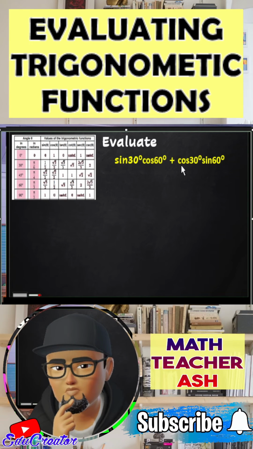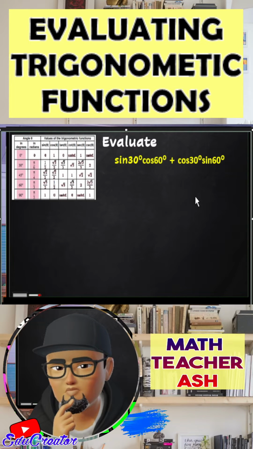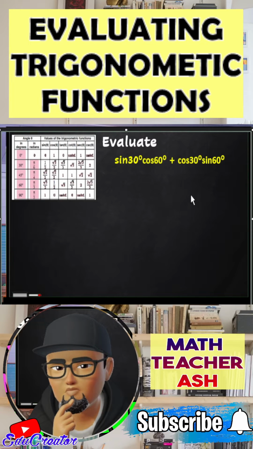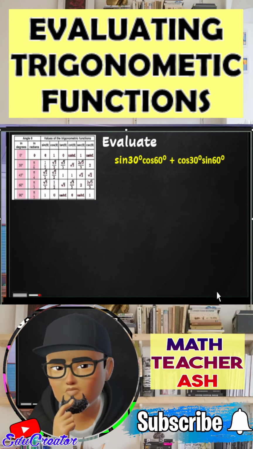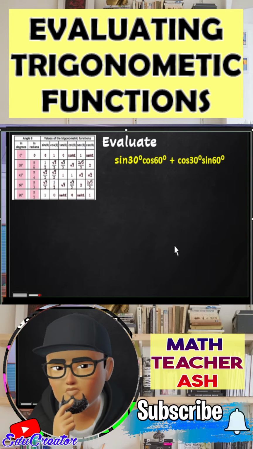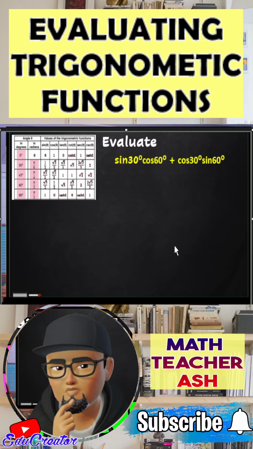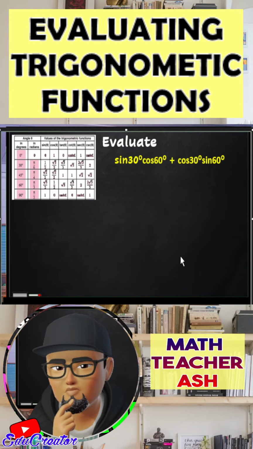And then you get the cosine 30 as well as the sine 60, then you multiply it together before you add the result of both sum for the first term and the second term. Alright, so I hope, my dear math learners, you got that one. So now let us go to question number 6.